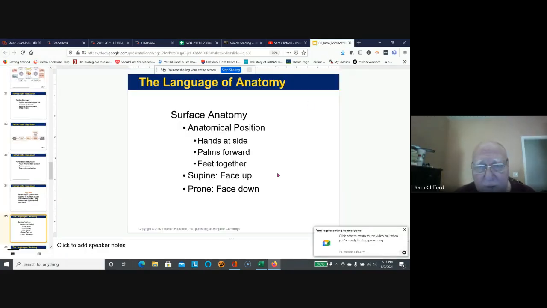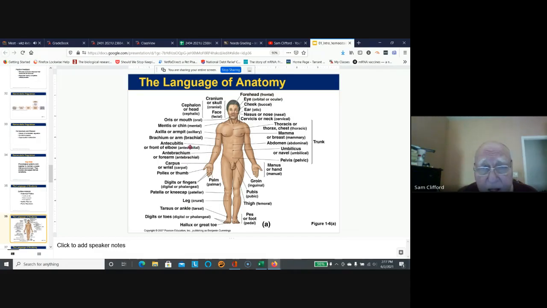Now we're going to talk about surface anatomy. Anatomical position is hands at side, palms forward, feet together. Supine is lying on your back, prone is lying face down. Students should know all of these terms.